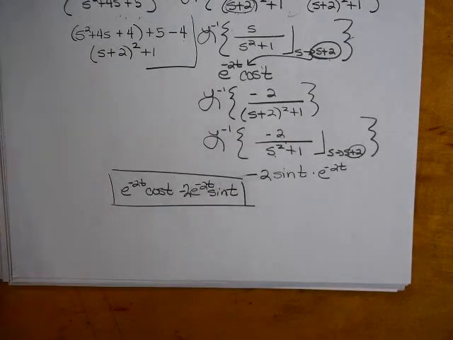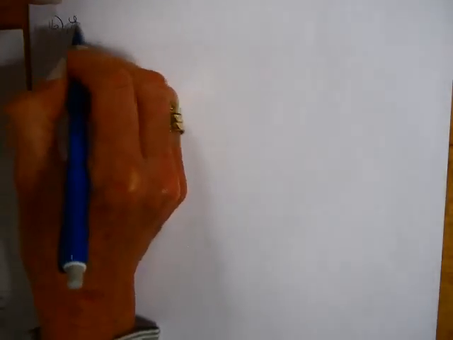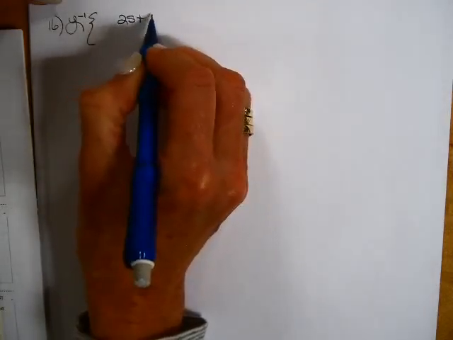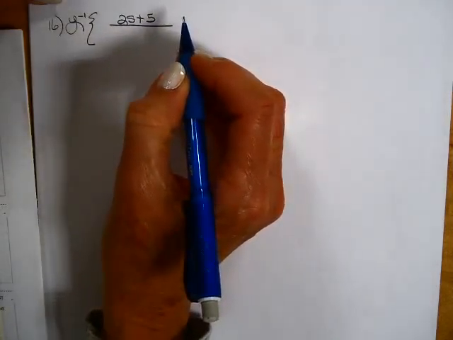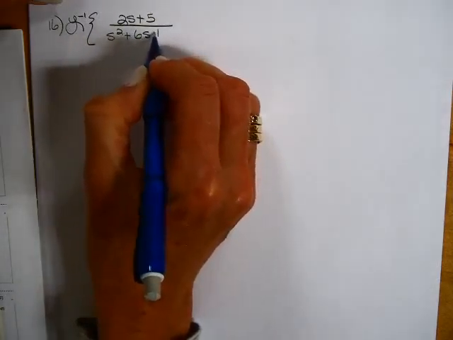All right, is it halfway, sorta, making sense? Halfway, sorta. Okay, I'll accept that. All right, let me do another example. Let me look at number 16 because it looks a little bit different. All right, number 16. Inverse Laplace transform of 2s plus 5 over s squared plus 6s plus 34.